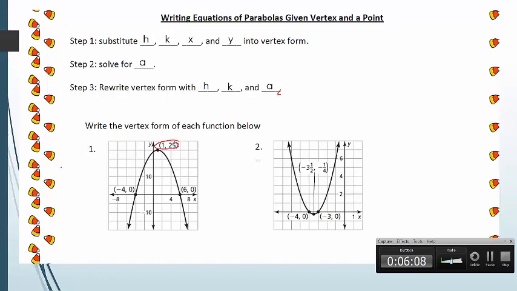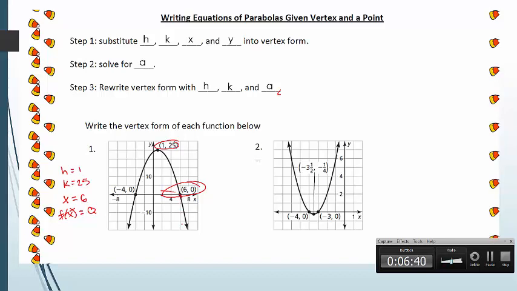So the first thing I would do is go ahead and label H as 1 and K as 25. And then it does not matter which other ordered pair you use. You can use the (6, 0) or the (-4, 0). I would personally use positive numbers. That's just my preference. In that case, X is 6, and instead of writing y, I like to write f of x for this. I get 0.